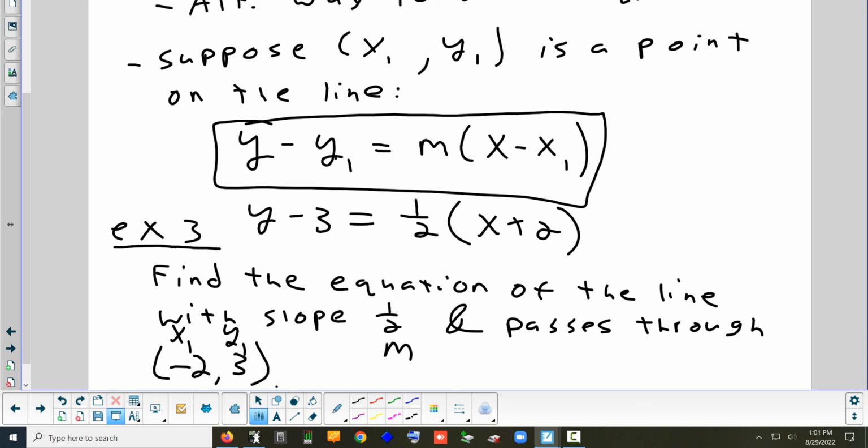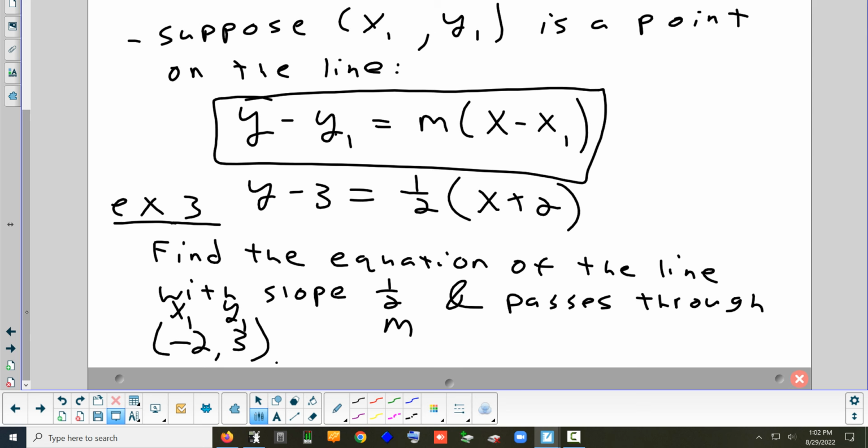Now, they could ask you to rearrange that. They might say, find the equation and then get y by itself. If that was the case, you'd have to distribute the 1/2 out and then add 3. Any question on how to rewrite that with y by itself? They didn't ask for that, so we don't have to do it. So that's an example of point-slope.